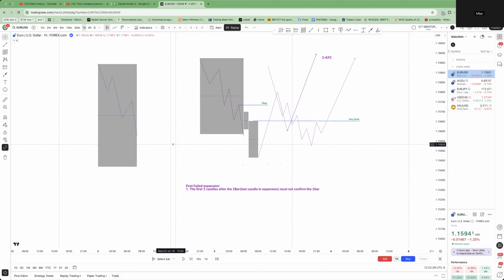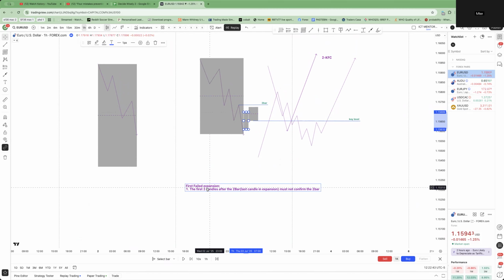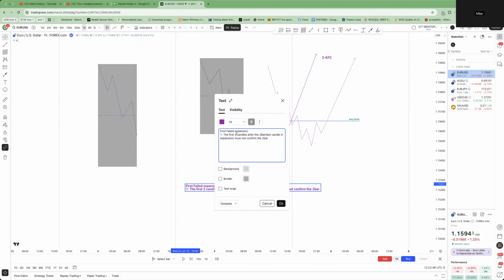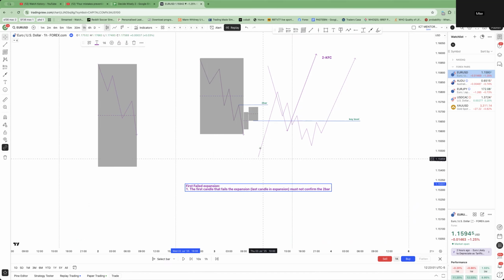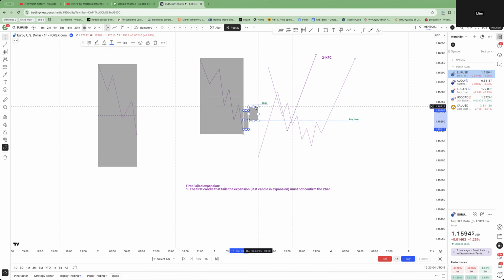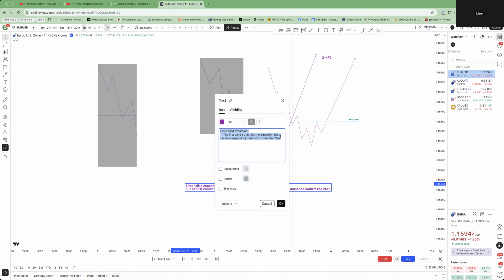So what I'm trying to say is that if this is the open of the last candle of the expansion, these two candles cannot confirm this. Especially the first one, maybe the second one can. So the first candle that fails the expansion must not confirm the 2 bar. This can weaken it, so it must not confirm the 2 bar.